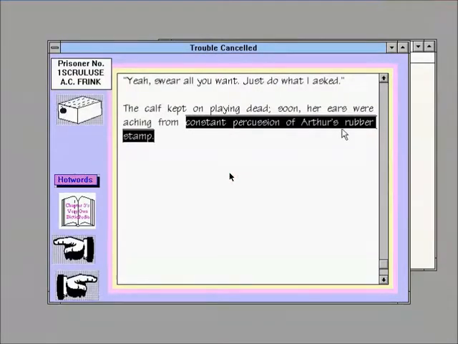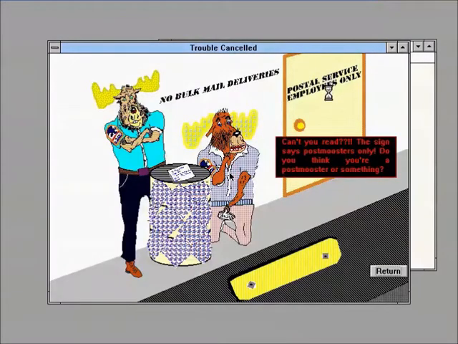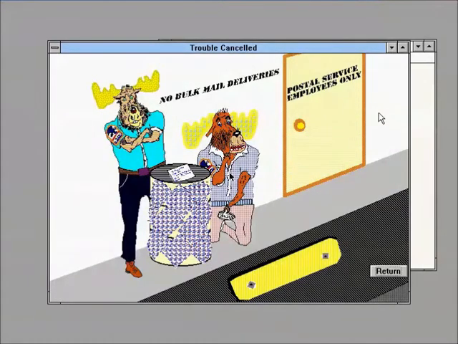Constant percussion of Walter's rubber stamp. No bulk mail deliveries. Postal service employees only. Read? The sign says postmasters only. Do you think you're a postmaster or something? I don't know. What's a postmaster?